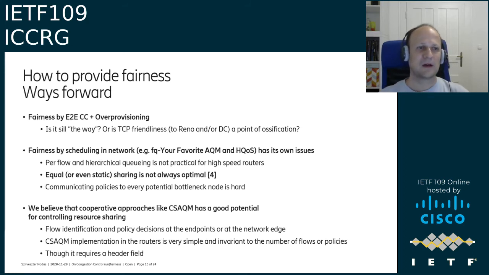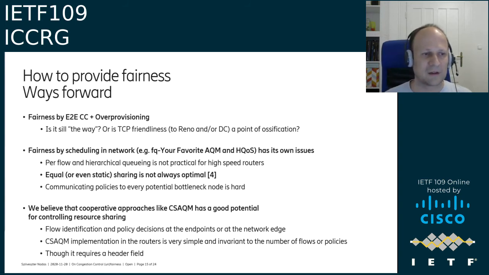So what can be done? How can we provide fairness? What is the way forward? Today, fairness is dominated by end-to-end congestion control and over-provisioning, and we question whether this is still the way, or whether TCP friendliness to Reno and/or data center TCP is actually a point of ossification. A similar point of ossification is AQMs tuned for a specific congestion control behavior.